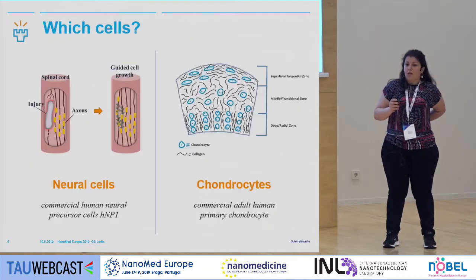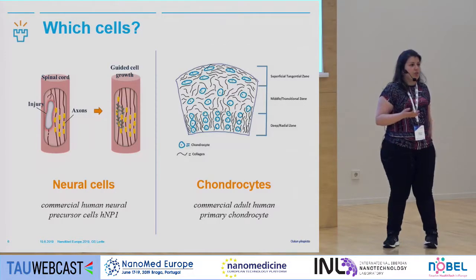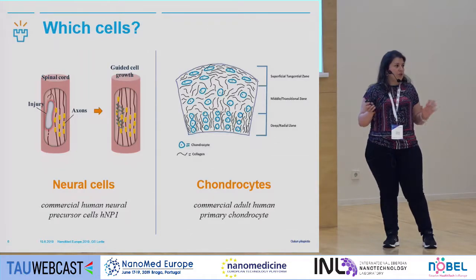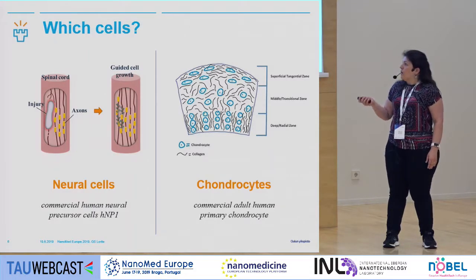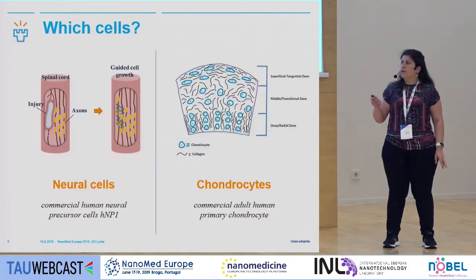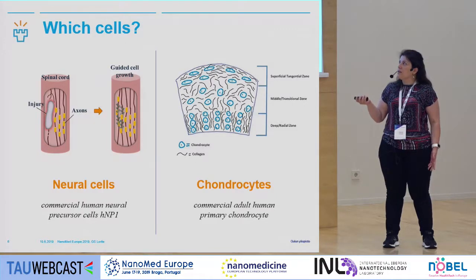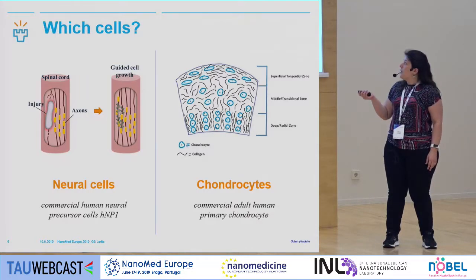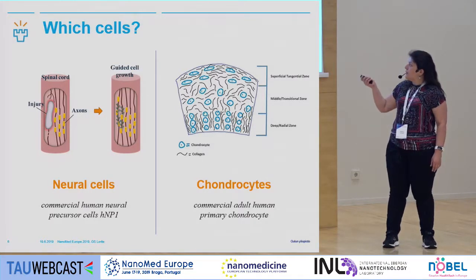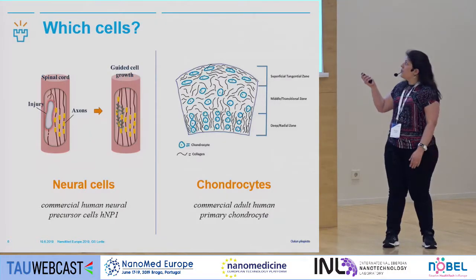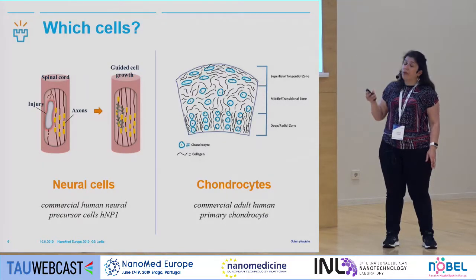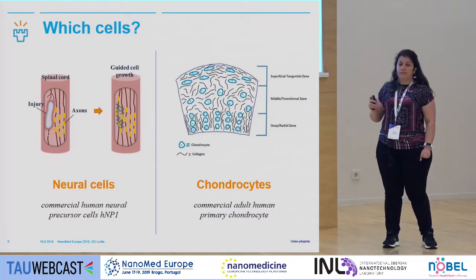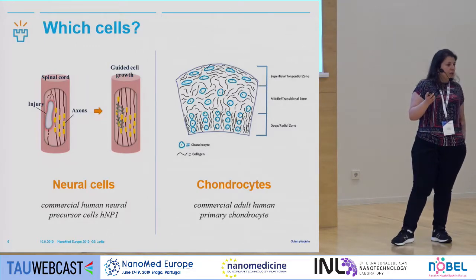Before I go to the results, which applications are we aiming for with these templates? We have been applying them in 2 different cell lines. One is neural cells. The importance of aligning neural cells is basically related to spinal cord injuries. And in chondrocytes, our main cells in the cartilage tissue, you want to find different orientations when you are talking about tissue engineering. So that's the motivation for these templates.